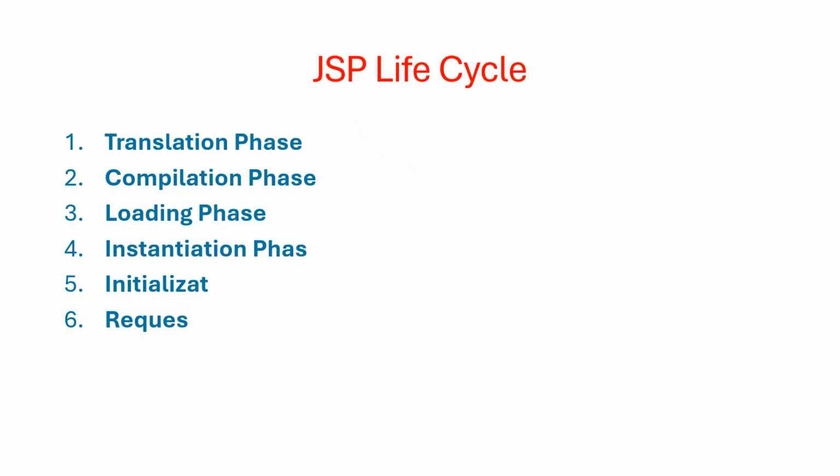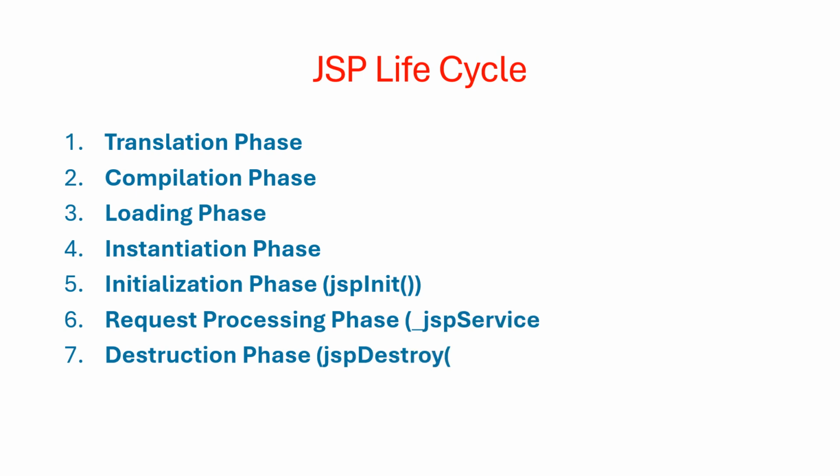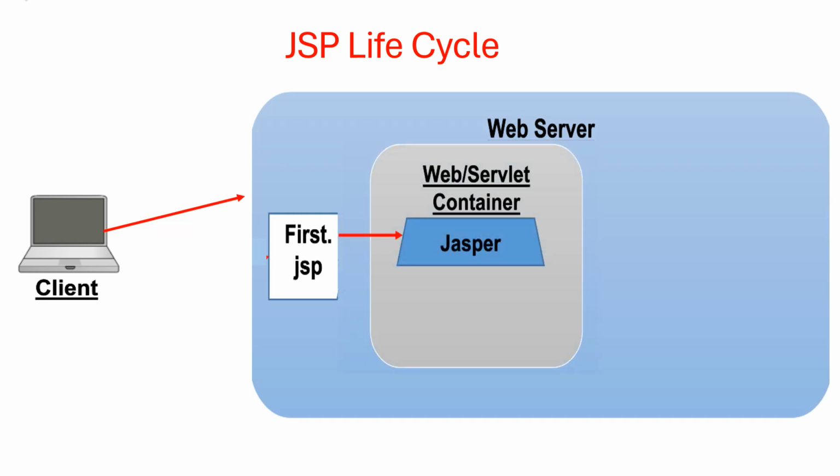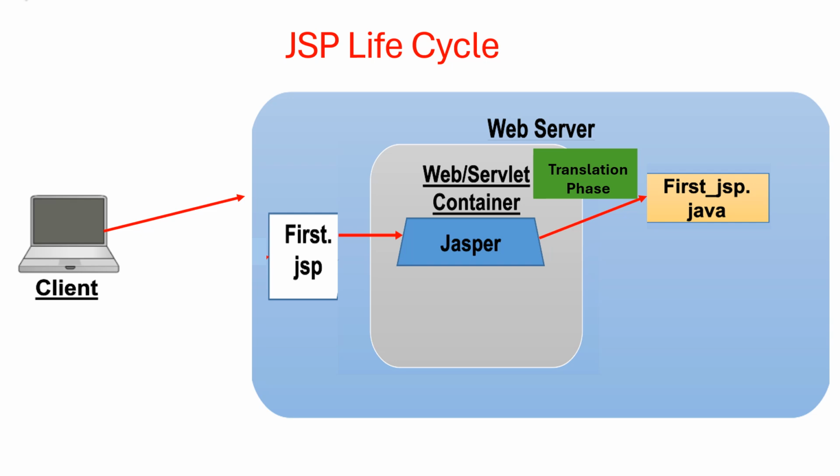The JSP lifecycle consists of 7 key phases. Each phase plays a role in handling requests and generating responses. First, the client sends a request to the web server, which checks if it's a static file. If not, it forwards the request to the web container. This is before the JSP lifecycle begins. Now the JSP engine, Jasper, translates the JSP file into an equivalent Java servlet class. This is the translation phase. The servlet is then compiled into a .class file so the JVM can execute it. This is the compilation phase.